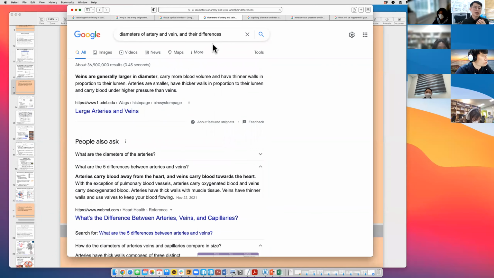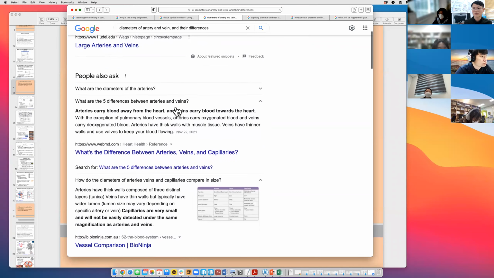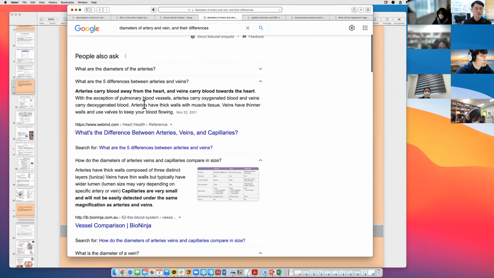Okay, so I also took some of this one. So just to make sure that everyone's on the same page, we know veins are generally large in diameter. We know that.